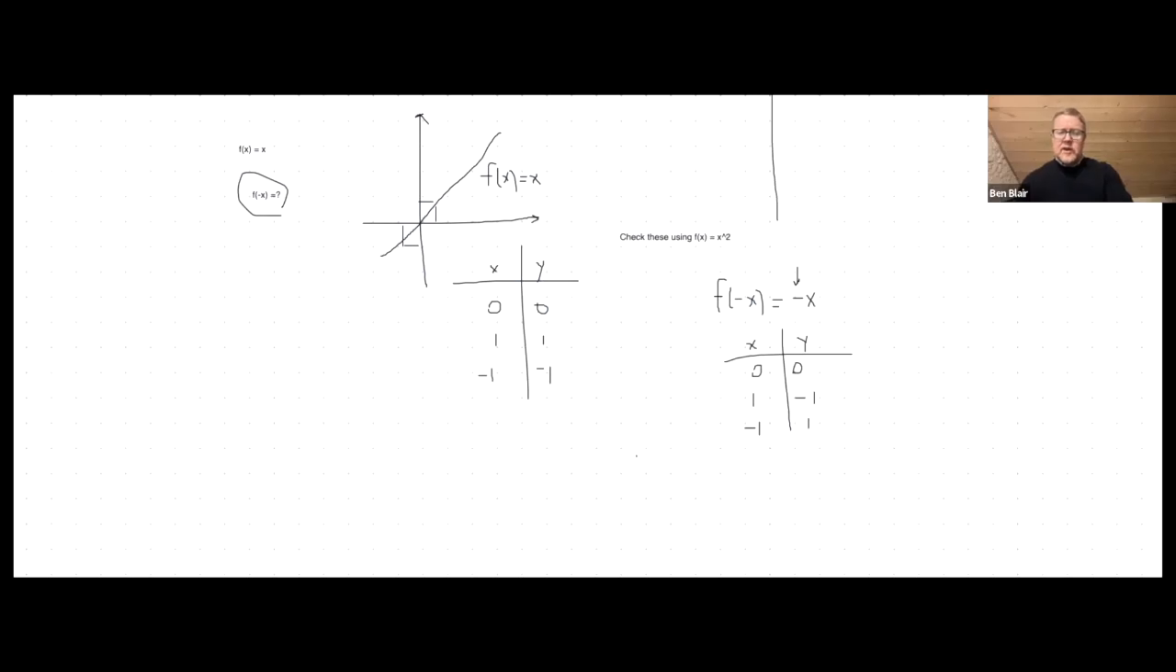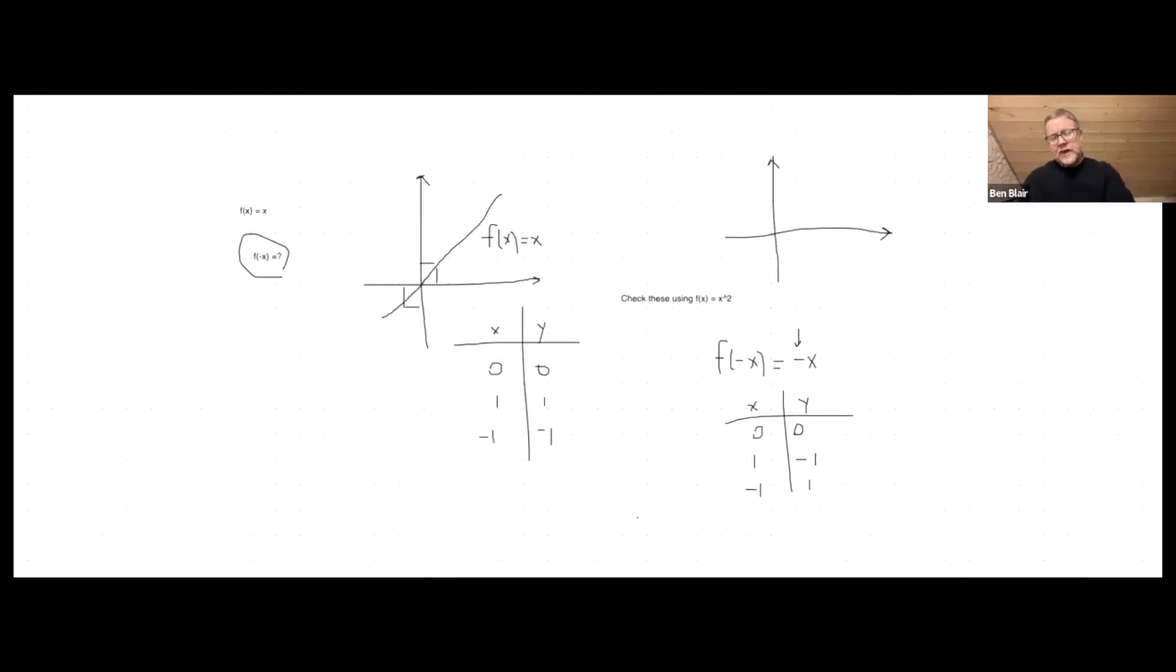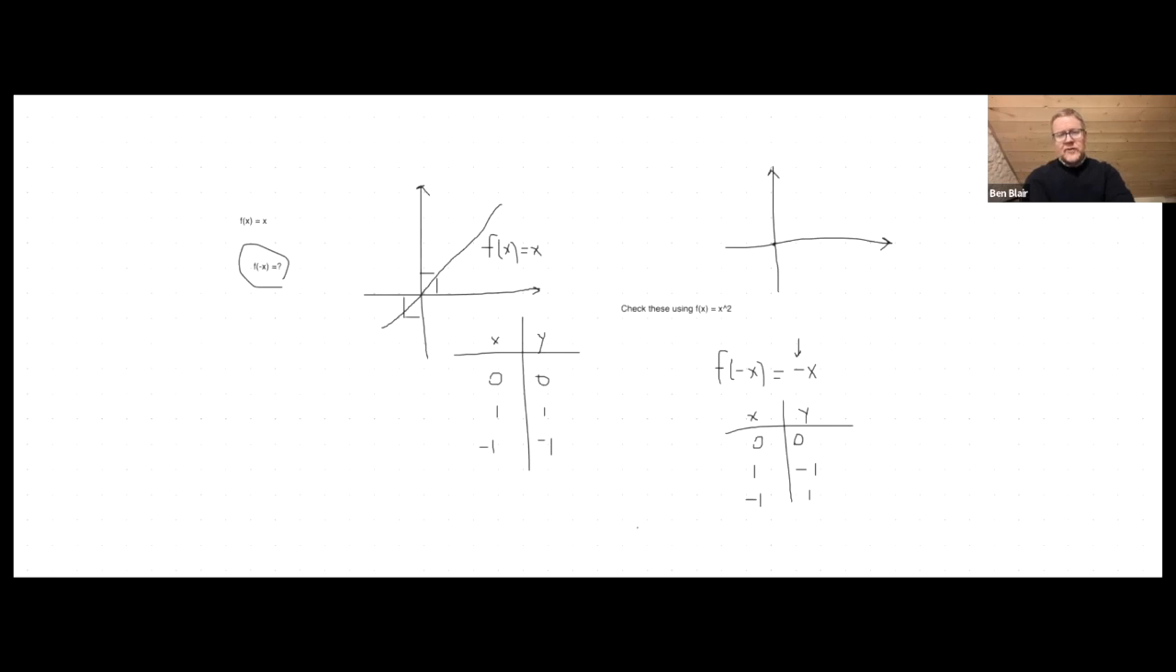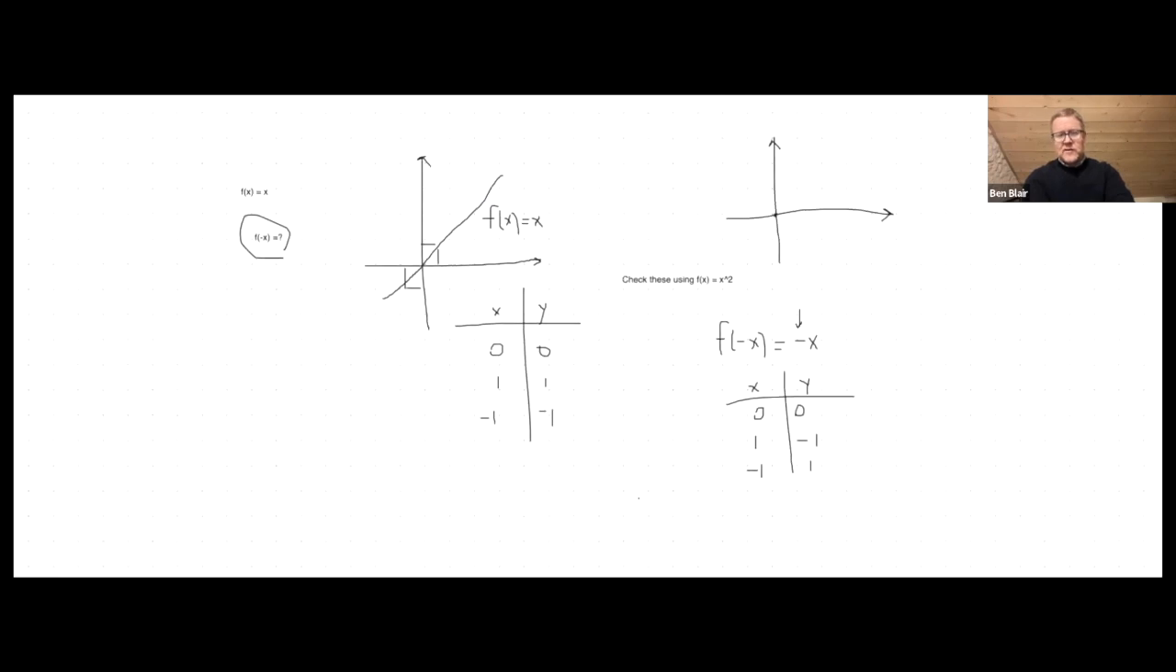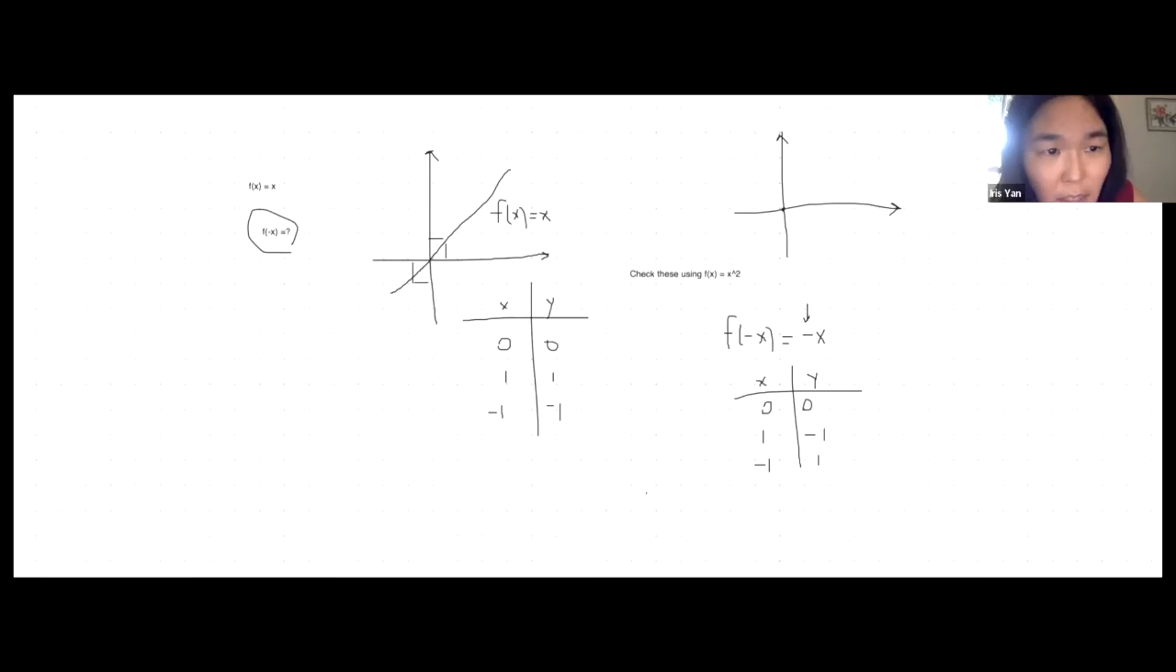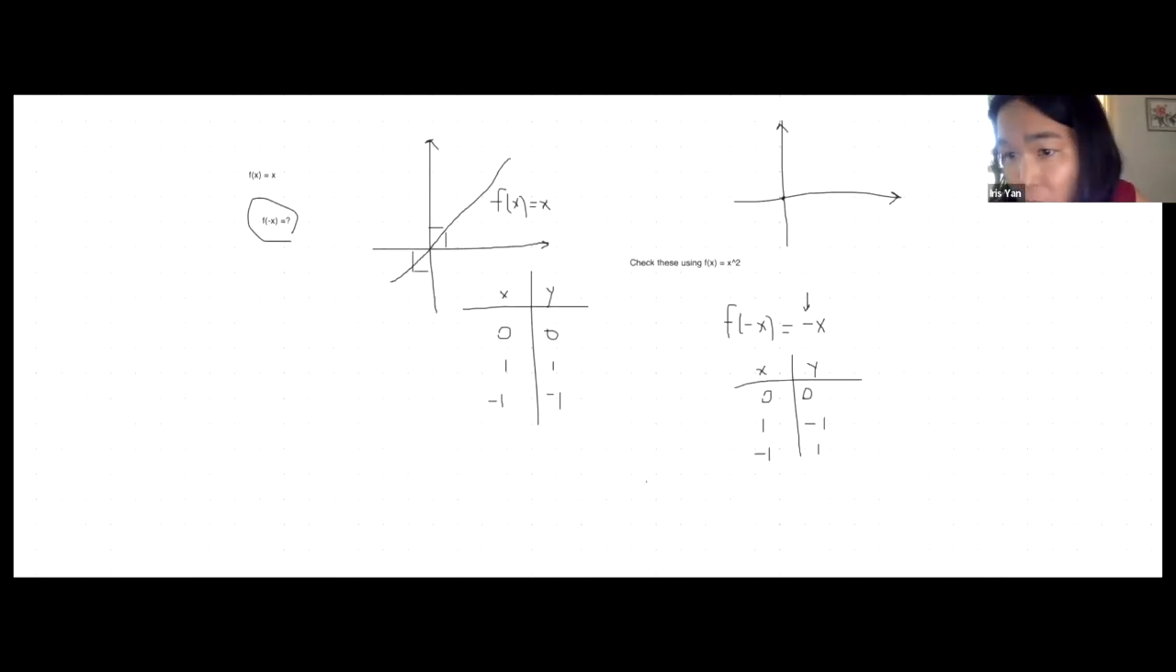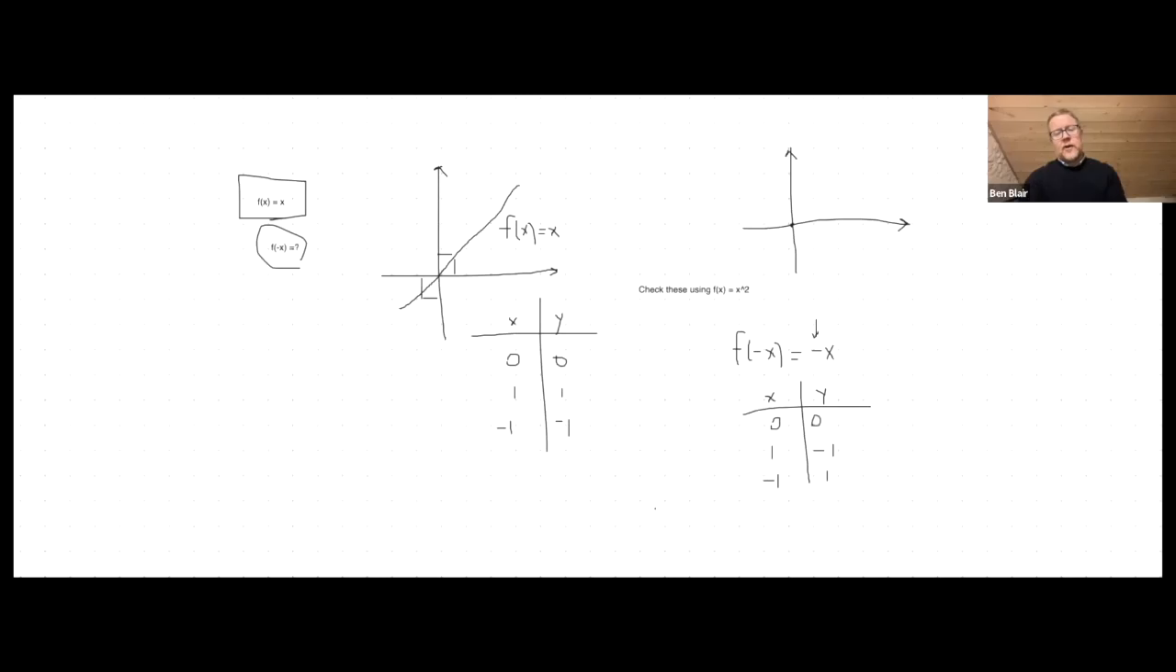Does it need to be f of -x, or could that also be f of x equals -x? No, I'm just saying the basic function is still f of x equals x. So what happens if I change the sign inside? Then it becomes -x. So when it's 1, it's going to be -1, so it's going to be here. And when it's -1, the y value is going to be 1, so it's going to be here.